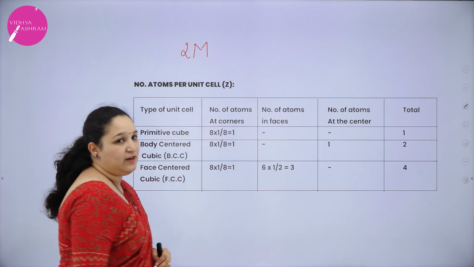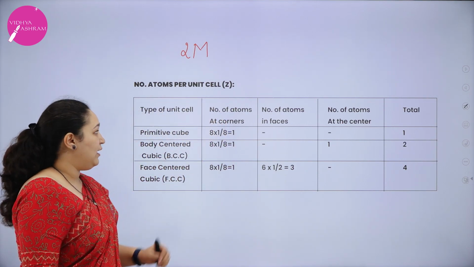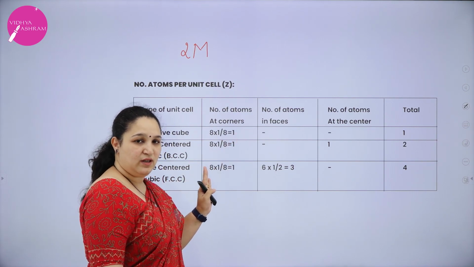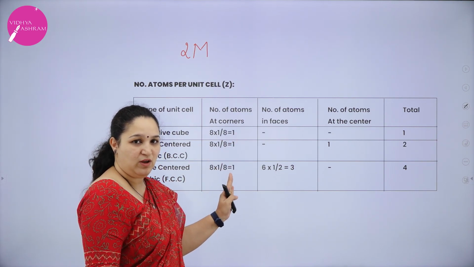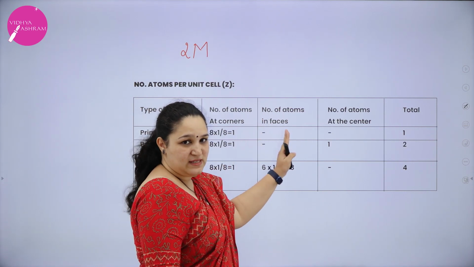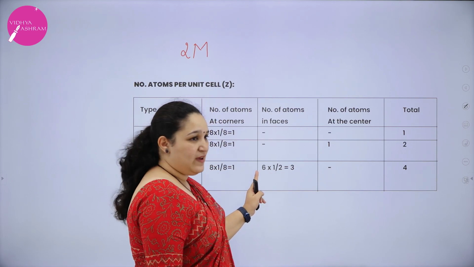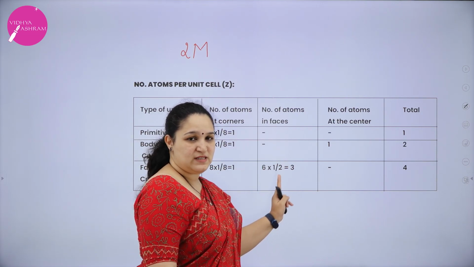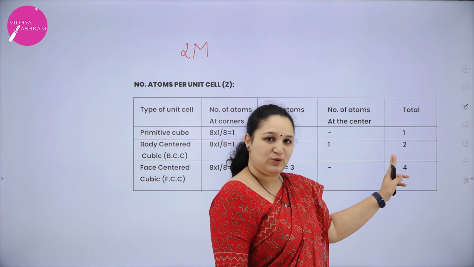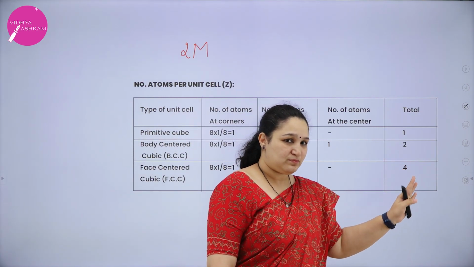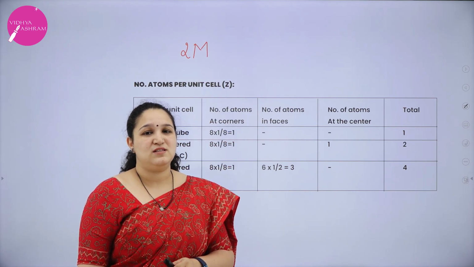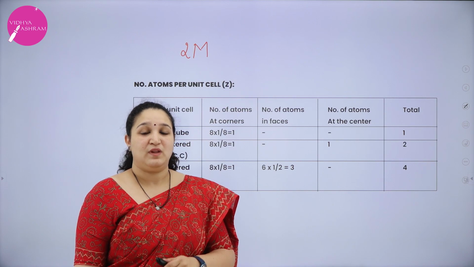Similarly for FCC, if they ask, you can write number of atoms at the corner, 8 into 1/8 from every corner, is equal to 1 atom. Number of atoms in the faces is equal to 6 faces into half from every face is equal to 3 atoms. So total number of atoms is equal to 4. So if you know this particular table, you can actually answer your 2 mark question.